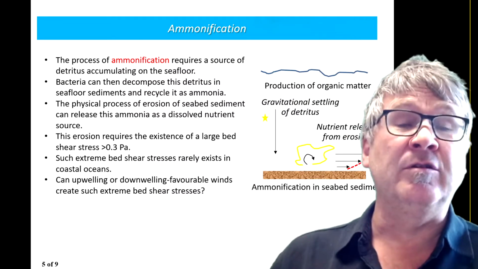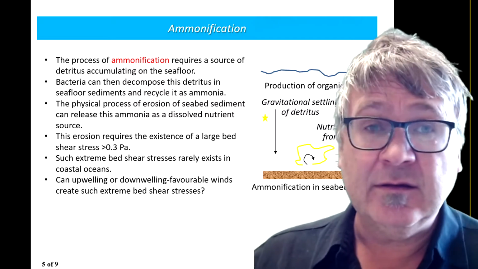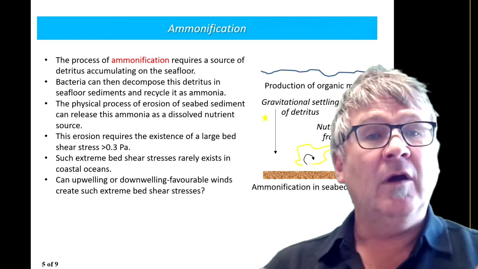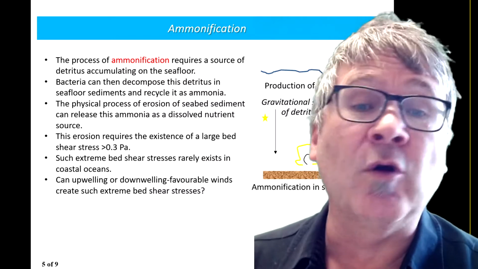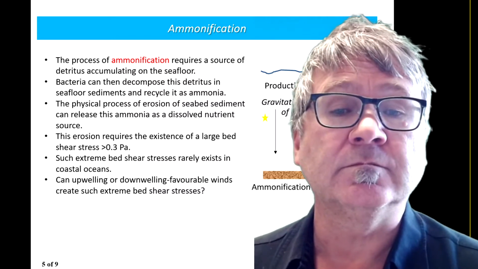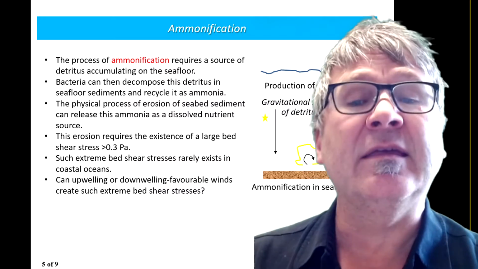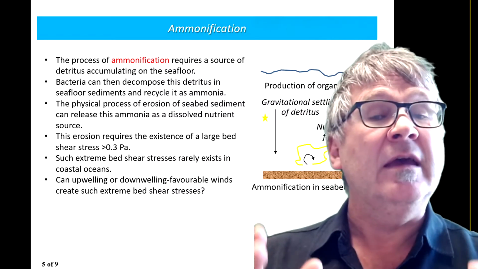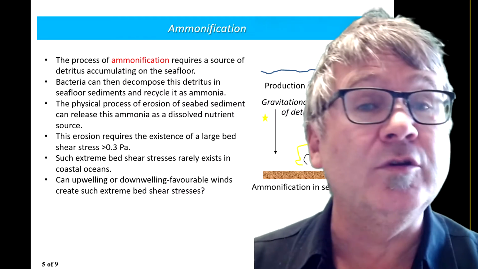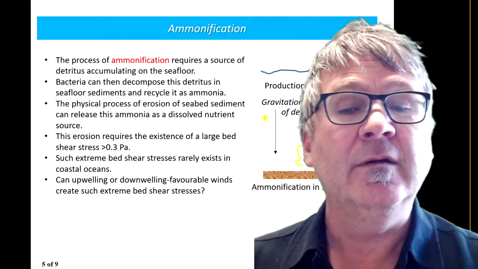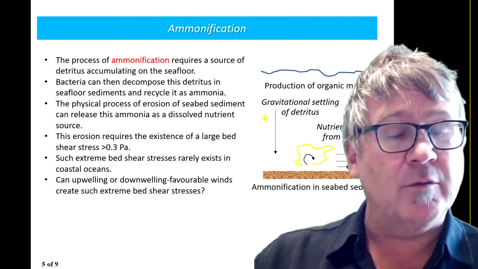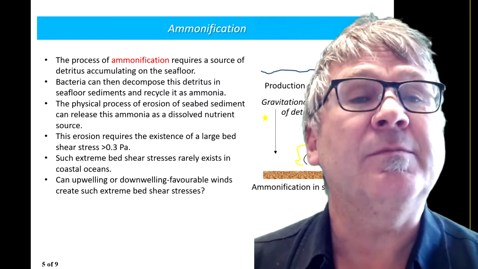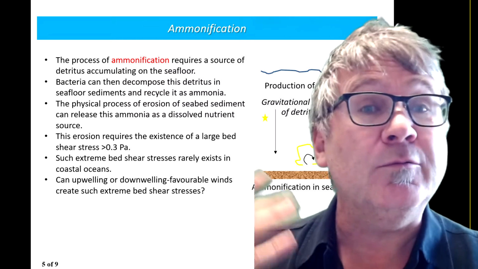Another source is indeed nutrients, or anything coming from rivers in terms of organic matter. Okay? So bacteria can then decompose these detritus in seafloor sediments and recycle it as ammonia. So now how you get it back from the seafloor into the water column is a process called erosion.